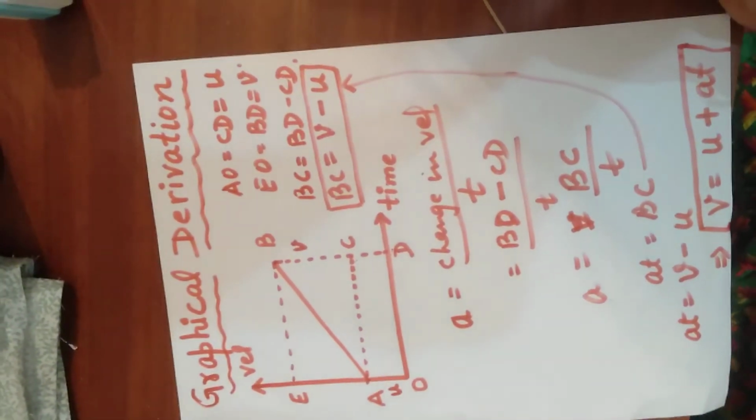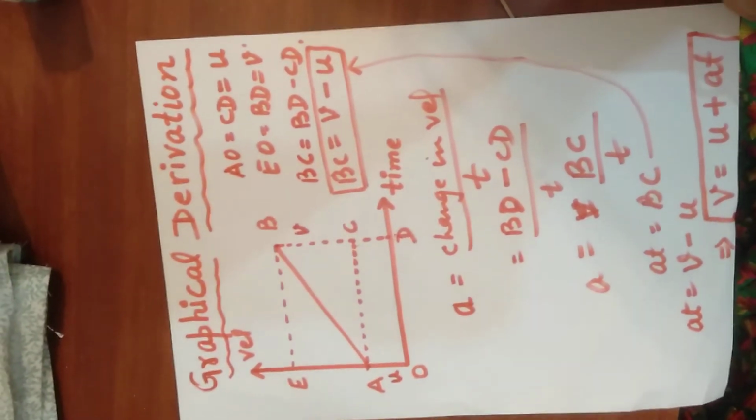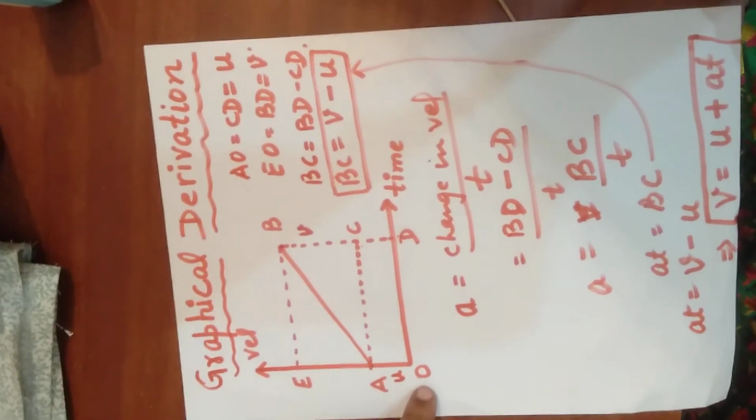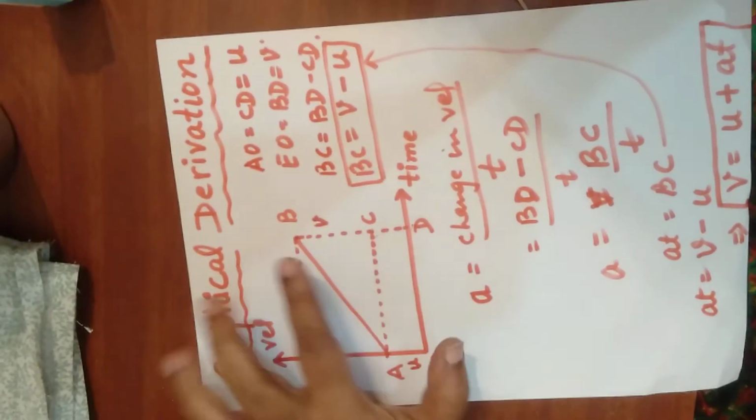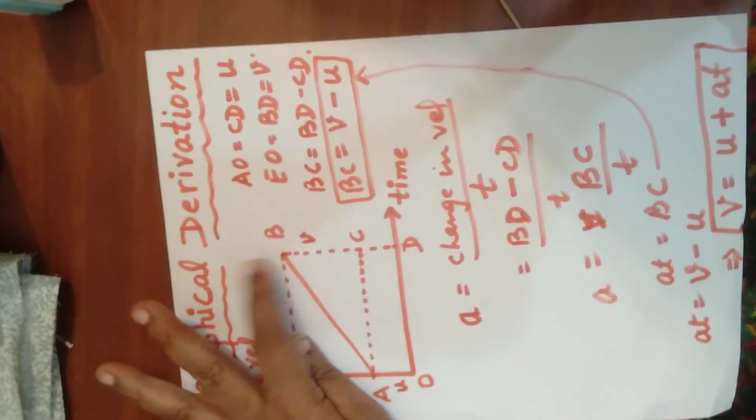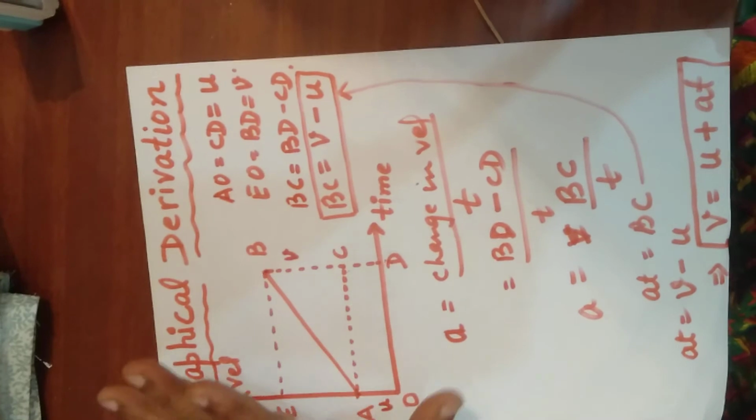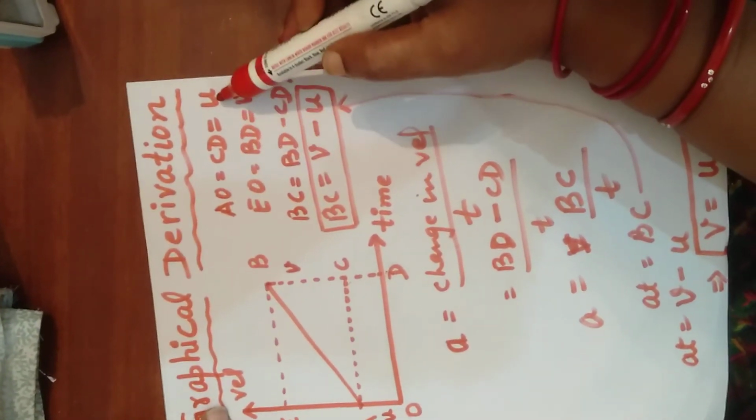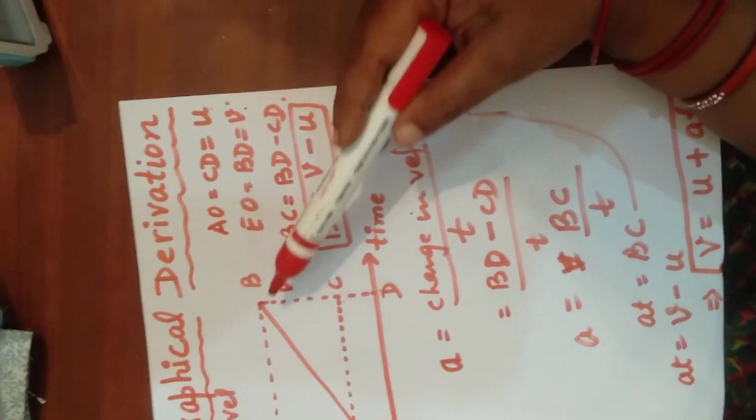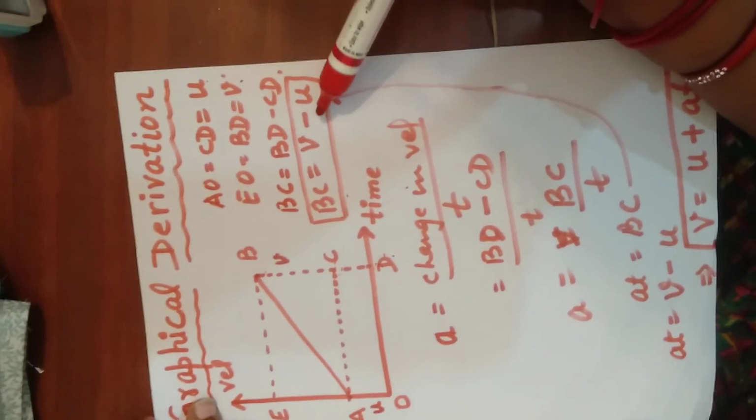Let's repeat. We will do graphical derivation. In this, what we have to see, you cannot take initial velocity as 0. Suppose initial velocity is U. So AO is the initial velocity and BD is the final velocity, because B is the point where the final velocity lies. So AO and CD are equal and EO and BD are equal. So AO is equal to CD, which is equal to U, initial velocity, and EO is equal to BD, which is final velocity. Now we start our derivation with BC. BC is BD minus CD, that is BC is equal to V minus U.